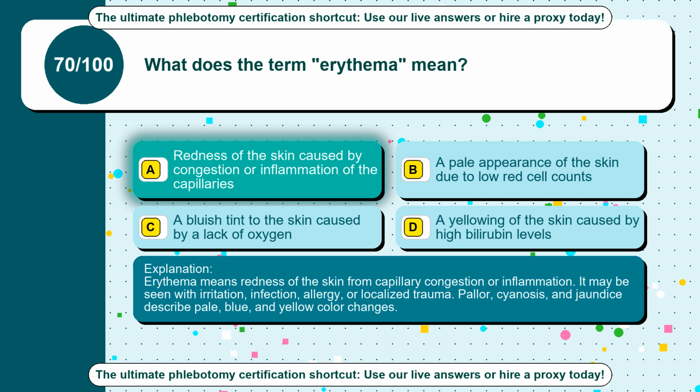Erythema means redness of the skin from capillary congestion or inflammation. It may be seen with irritation, infection, allergy, or localized trauma. Pallor, cyanosis, and jaundice describe pale, blue, and yellow color changes.